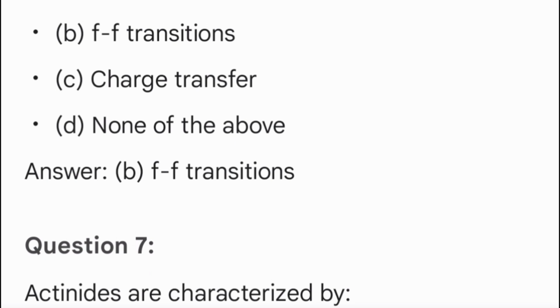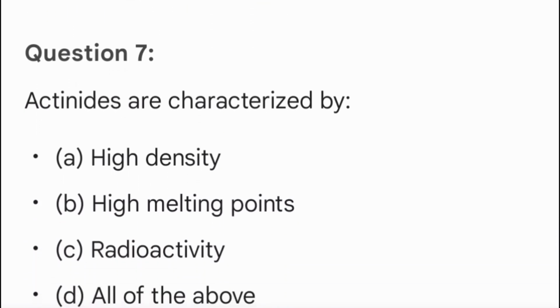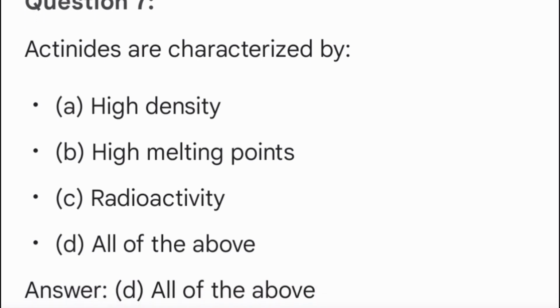Question 7. Actinides are characterized by A. High density, B. High melting points, C. Radioactivity, D. All of the above. Answer D. All of the above.